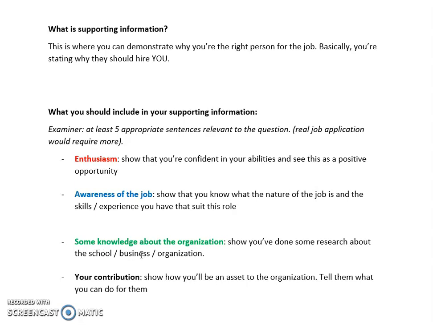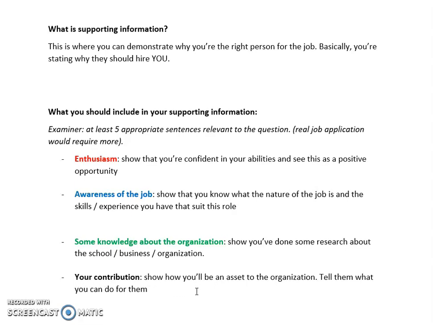You need to show some knowledge about the organization. You need to show that you've done some research about the school, business, or organization that you're applying to. Now, again, this is for ESOL students who are hoping to sit the writing exam. In an exam situation, you will not have the opportunity to sit and do any research about the question or the place you're applying to. In an exam setting, you would just create as if you've done research. But in real life, you do actually need to go and do some research about the place, the company you're applying to.